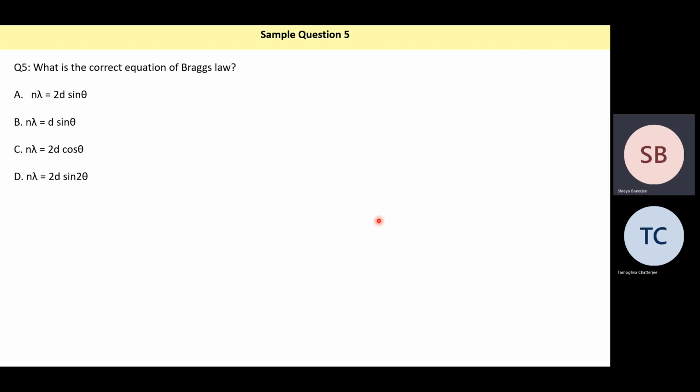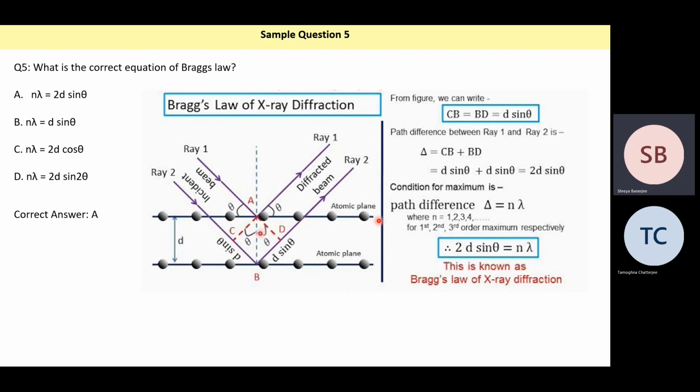What is the correct equation of Bragg's law? N lambda is equal to 2d sine theta. Yes, you're correct. The correct answer is A. So we have already studied Bragg's law in the previous class as well as this class, so I'm not going to go into the details. But yeah, that is the correct answer, which is n lambda is 2d sine theta.